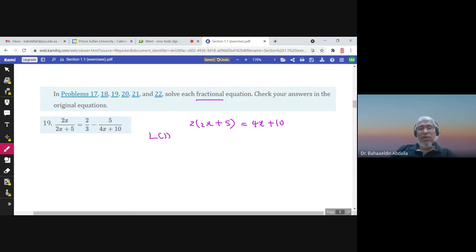So what will be the LCD in this case? Well, I have 3, so I must take it. And I have 2 times 2x plus 5. 2x plus 5 is taken, 3 is taken, and 2 times 2x plus 5 is taken. So this would be the LCD, 6 times 2x plus 5. You leave it like this, and you multiply the LCD by the left-hand side.